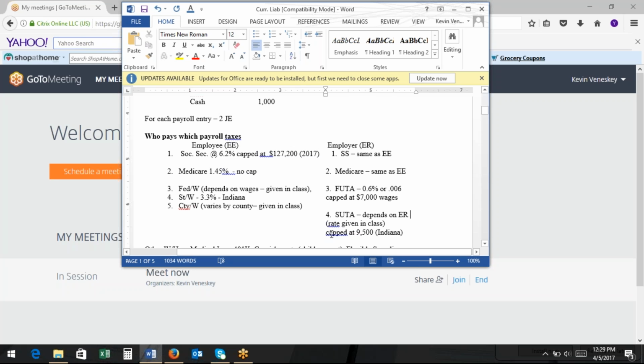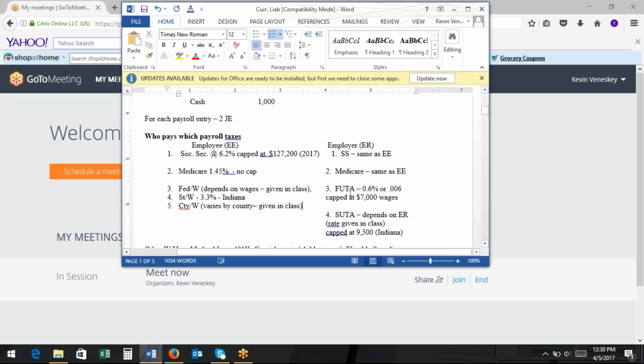Now, there is a cap, just like with Social Security, but the SUTA cap in Indiana is $9,500. This is where all of the money comes from that you would get paid for unemployment. Now, the difference between the state and the federal unemployment is that the federal unemployment has a set rate, which is very low, 0.6%, so not even 1%. As a decimal, that's 0.006, which is really low. And it's also capped at a very low amount as well. So only the first $7,000 that each employee makes will be taxed at that 0.6%.